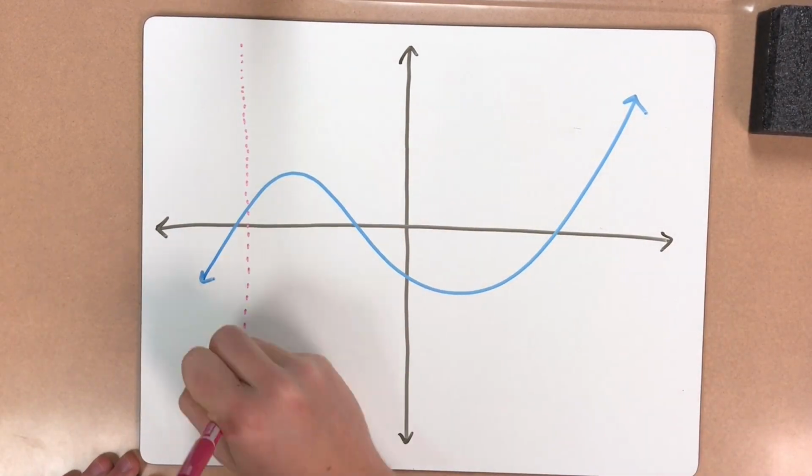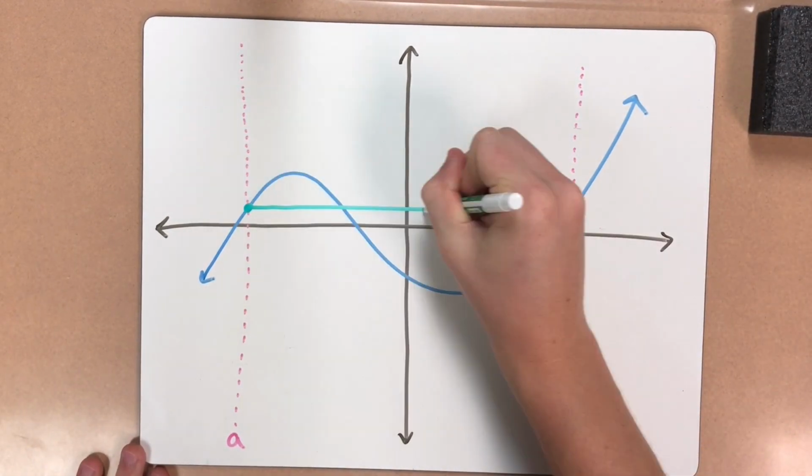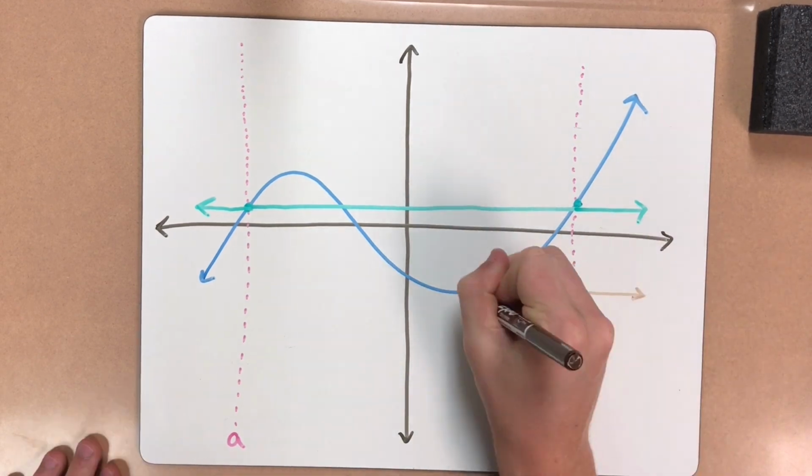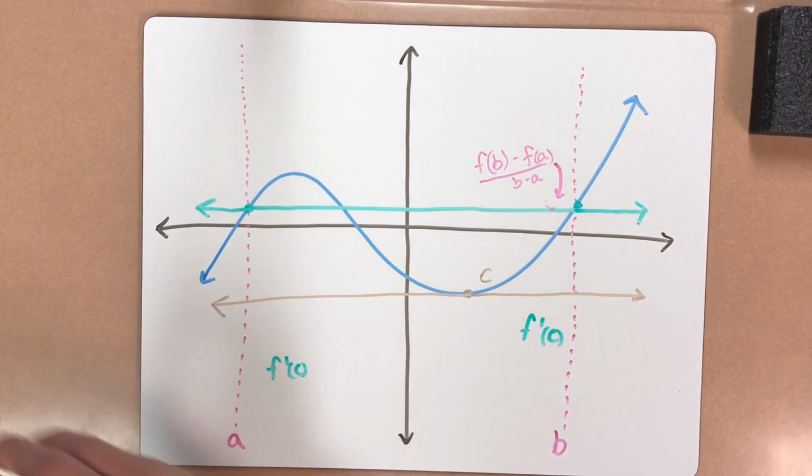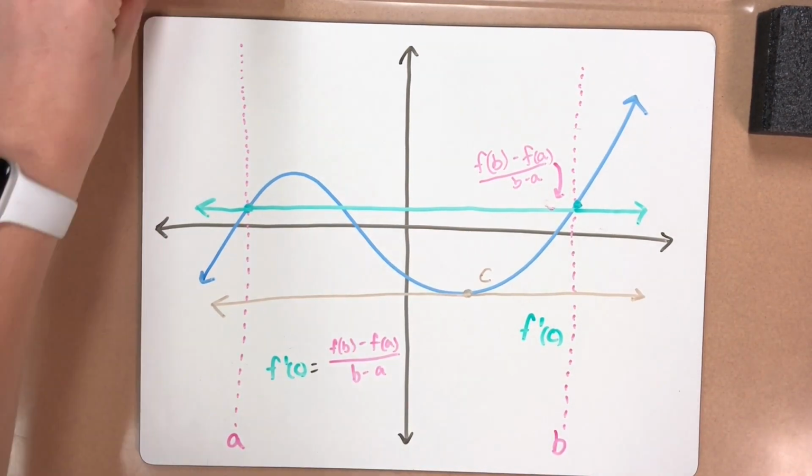Now let's look at this graph. Here on the interval a to b, since the function is continuous and differentiable on the bound, there must exist a point c where the instantaneous slope at that point is equal to the slope of the secant line between a and b.